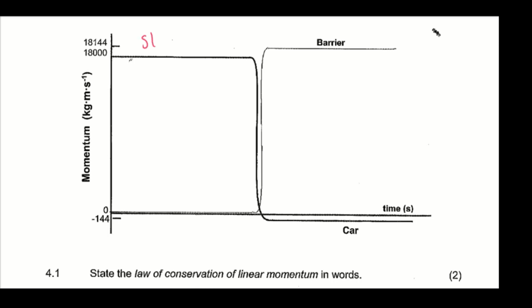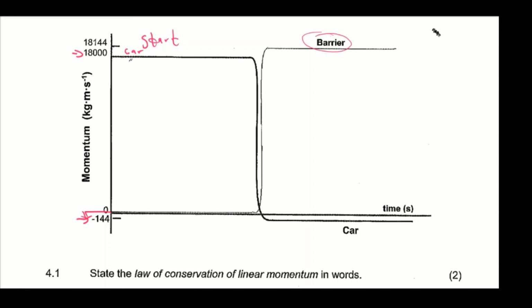Just going to indicate the starting point here, where this would be the car. Initially, it had a momentum of 18,000 kg meters per second, and the initial momentum of the barrier, it was 0, right? This is the one. So the barrier had a momentum of 0 because it was standing. It was just still and not moving.